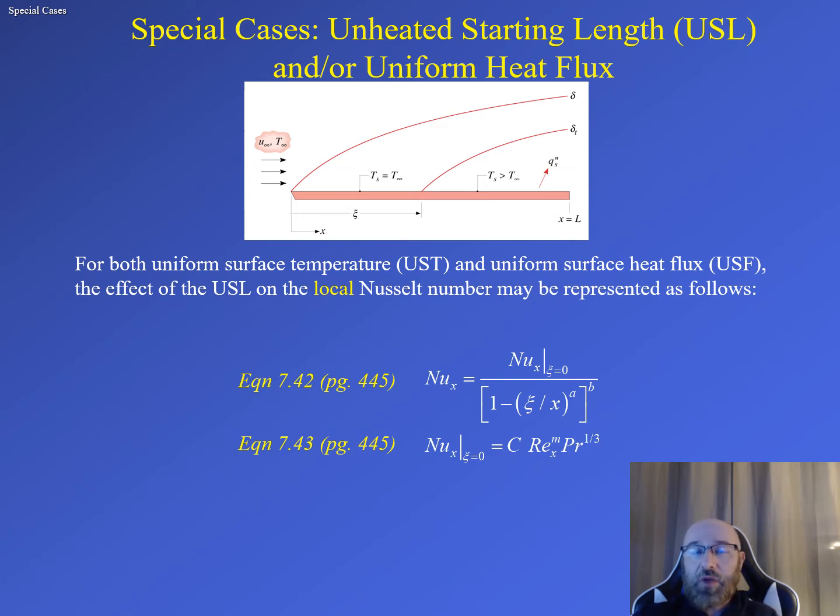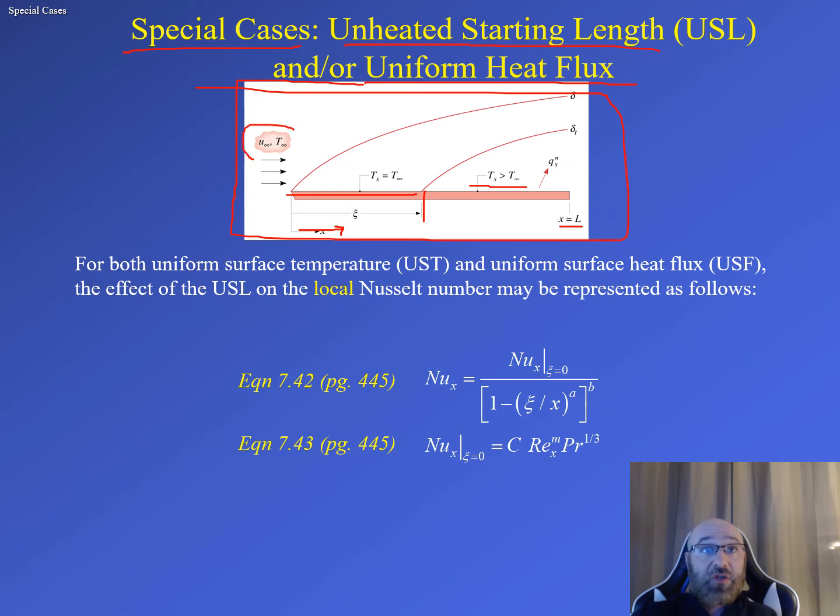So let's take a look at one special case here. For this special case, we have an unheated starting length, or USL, and or a uniform heat flux. And we're going to reference back to the same diagram that we saw earlier. We have a flat plate. You can see our total length x is equal to L. x is moving in this direction here. The beginning section, we have our T sub s is equal to T infinity up to this length. Then after this length here, we have our T sub s is greater than T infinity.